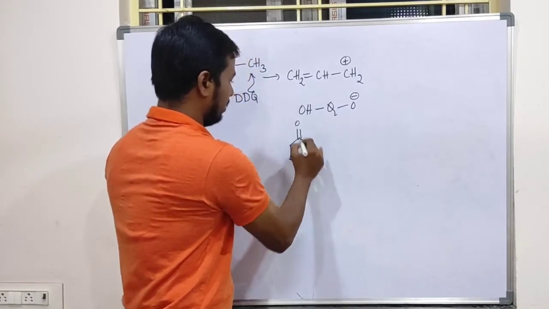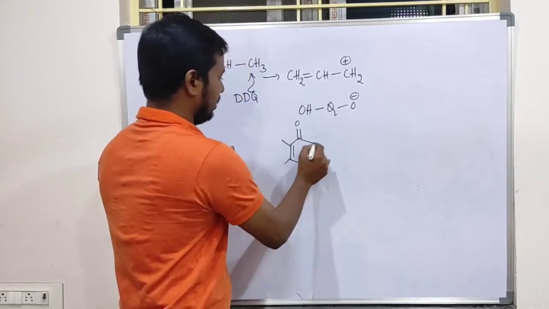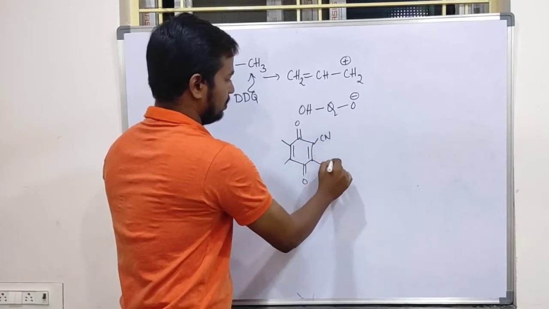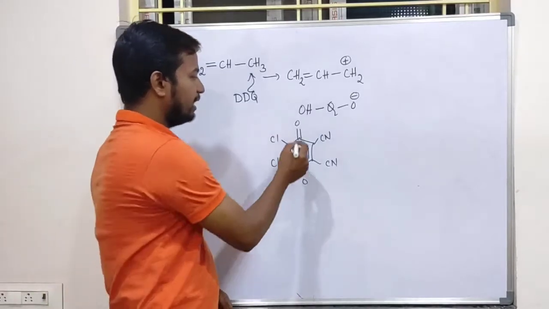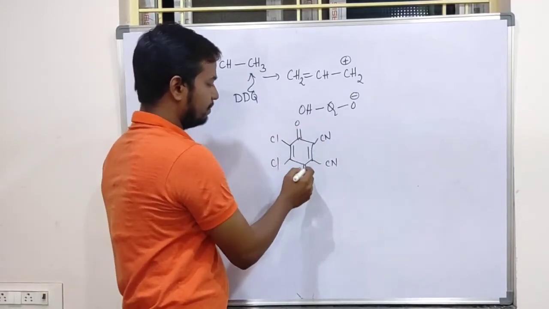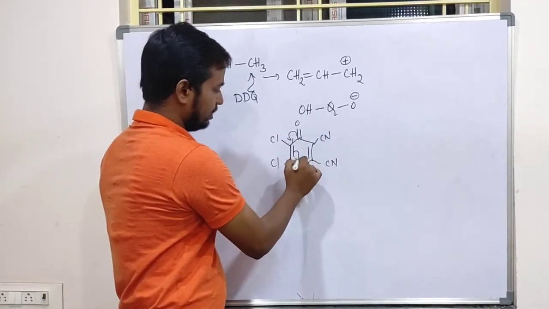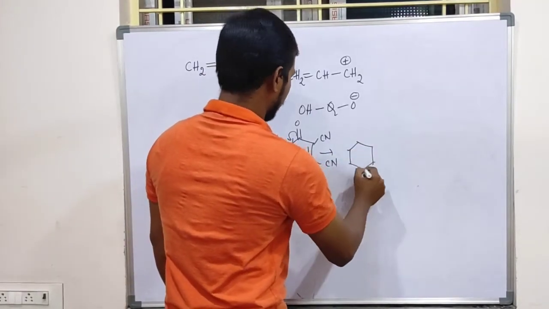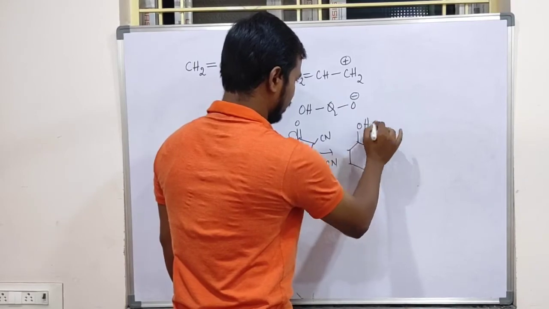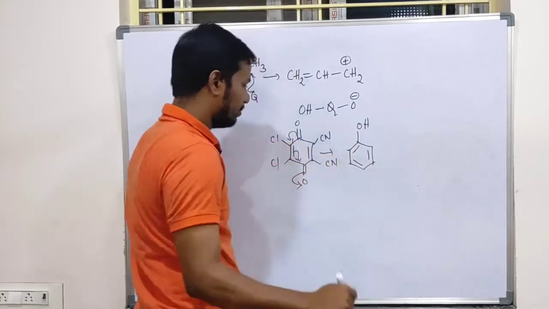This is the thing, right? Actual DDQ, dichloro dicyano benzoquinone. So after abstracting hydride ion, it will become what? So this will shift like this, and this will shift like this, and this will shift. So therefore formation of a phenol like skeleton, OH will be formed here, and the ring will be aromatized.